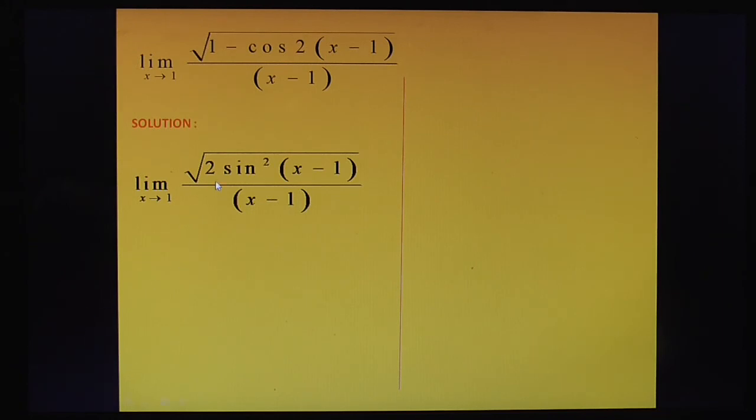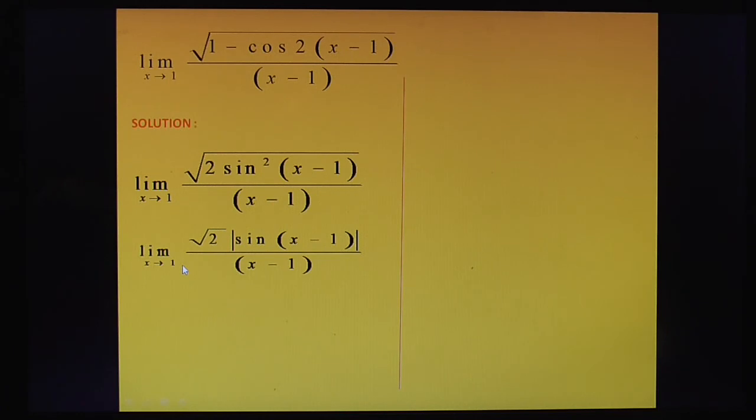This is nothing but 2 sin square a. What is a here? x minus 1. This is root 2 as it is. For the root of sin square a, the square and root get cancelled, but you have to put the mod sign here. Therefore, the limit as x tends to 1 is root 2 modulus sin of (x minus 1) by (x minus 1).